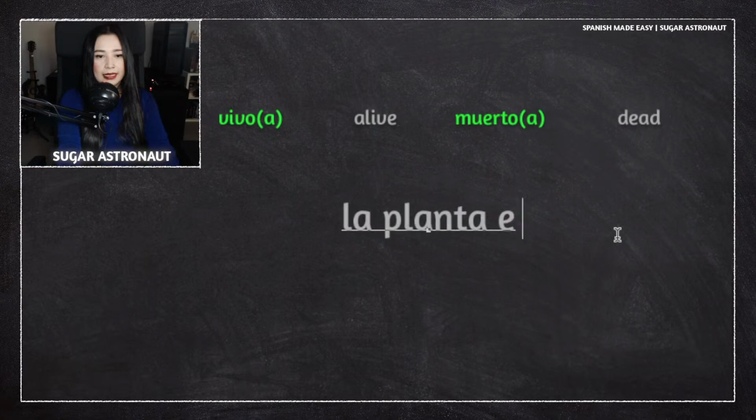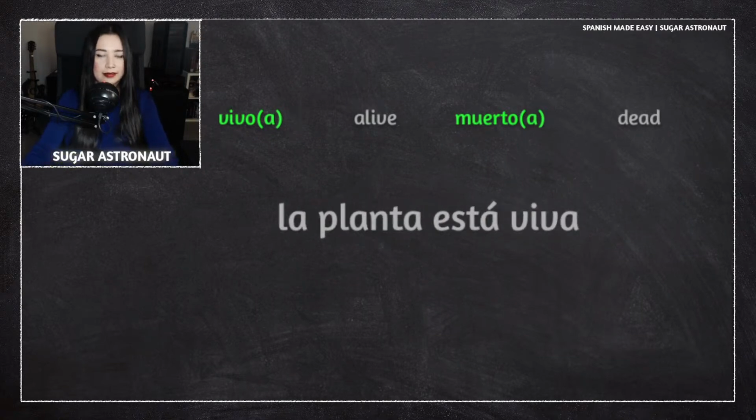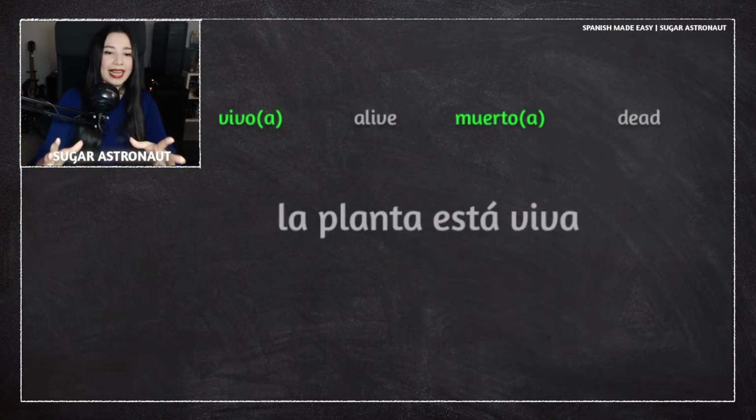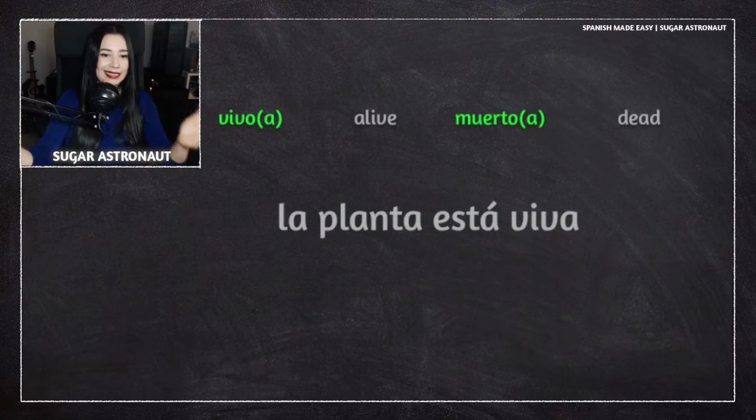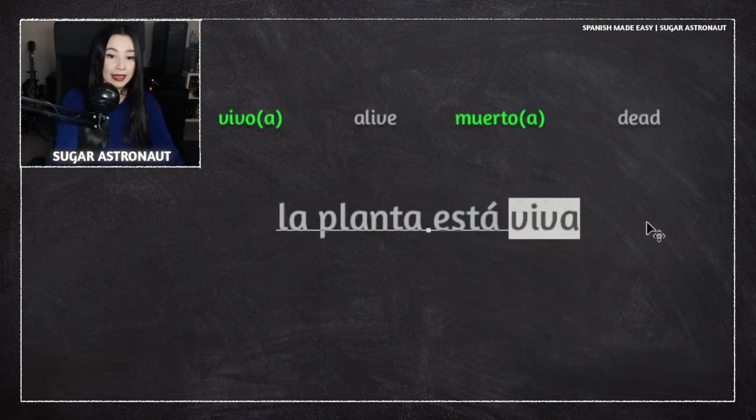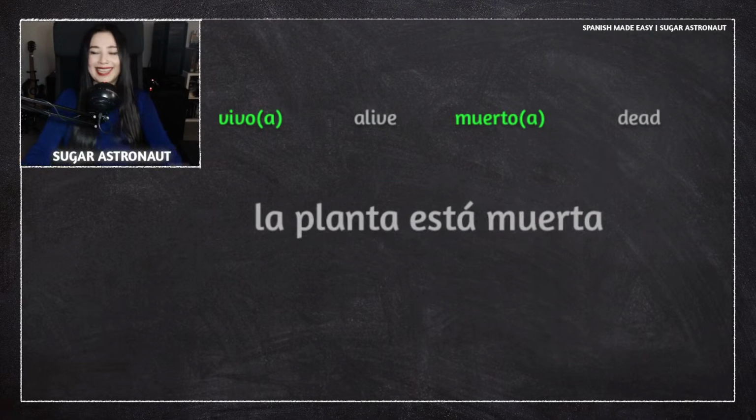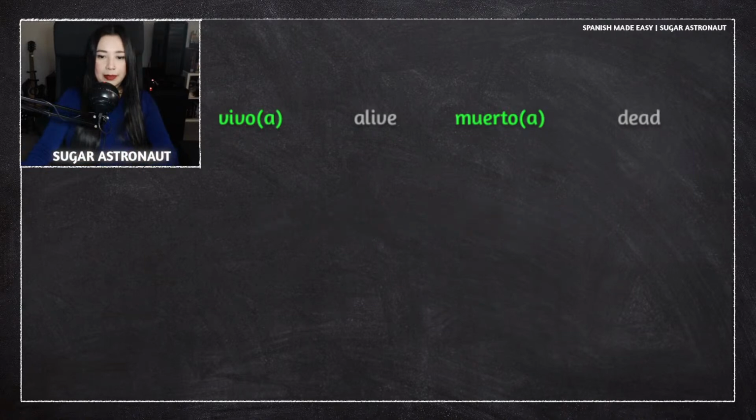La planta está viva. The plant is alive, meaning it's not dead. La planta está viva. The plant is alive and growing. I just added that last part. Or you can say, la planta está muerta. The plant is dead. What happened to it? Maybe you forgot to water the poor plant. So, la planta está muerta. The plant is dead. Okay, so that's one simple example.